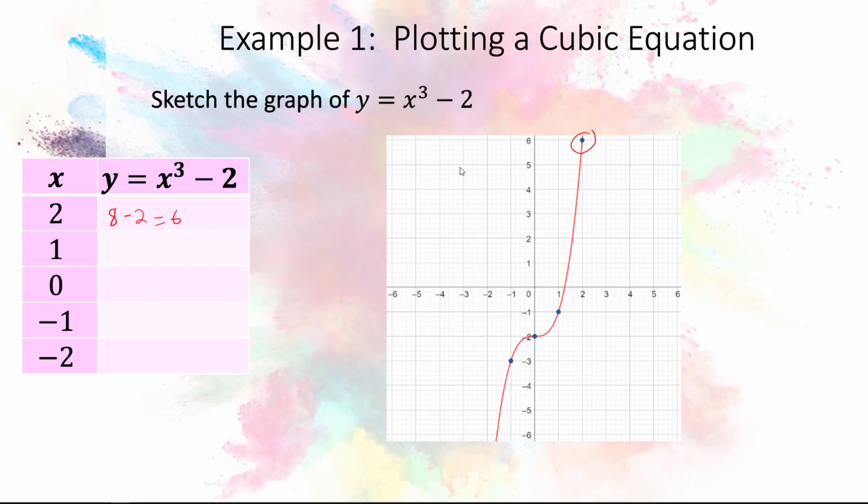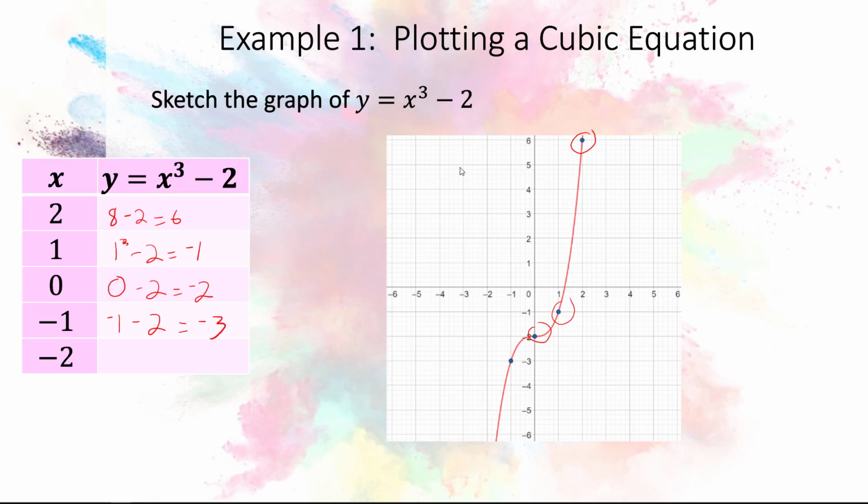The next value for x we have is 1, and in that particular case y is going to be 1 cubed, which is just simply 1, minus 2, which will be equal to negative 1, which of course produces this point here. When x is equal to 0, y is equal to 0 cubed, which is 0, minus 2, which of course gives us negative 2, as you can see here. And then for x equal to negative 1, y is negative 1 cubed, which is negative 1, minus 2 gives us negative 3, as we can see on the graph.